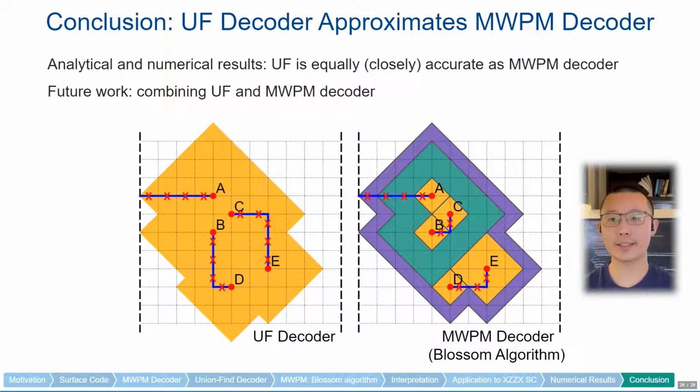A single takeaway sentence from this talk would be: the unifying decoder is an approximate MWPM decoder. One of our future works is to incorporate the unifying decoder and MWPM decoder into a more flexible decoder, so that one can trade off between accuracy and decoding time.